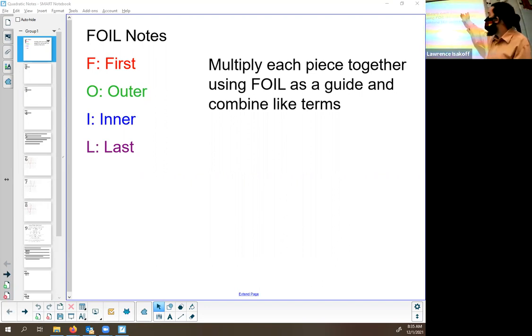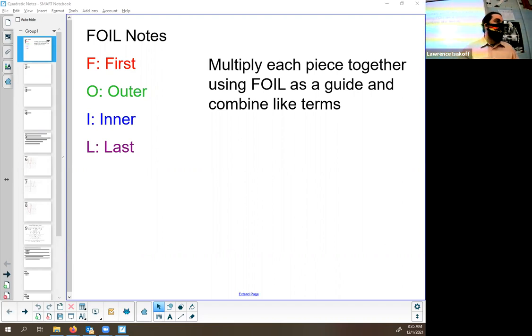So you are going to multiply each piece together using FOIL as a guide and then combine like terms. So again, first, outer, inner, last. That's how we're multiplying.